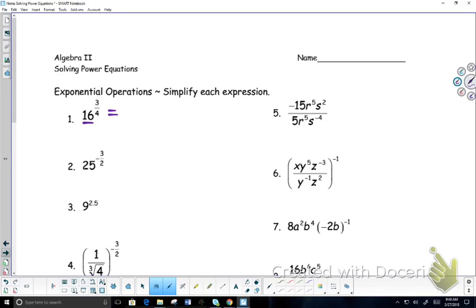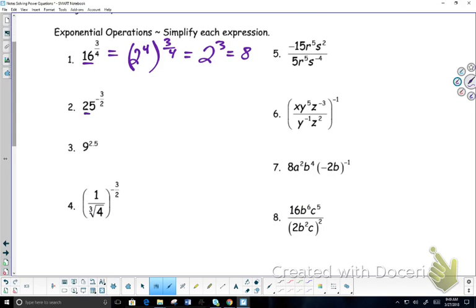The base of 16, keeping in mind if I want to simplify fractional exponents, the easiest thing for me to do is to get 16 down to its smallest base. 2 to the 4th is the same thing as 16. So now I have a power to a power, where 4 times 3/4 will leave me with 2 cubed, which equals 8.